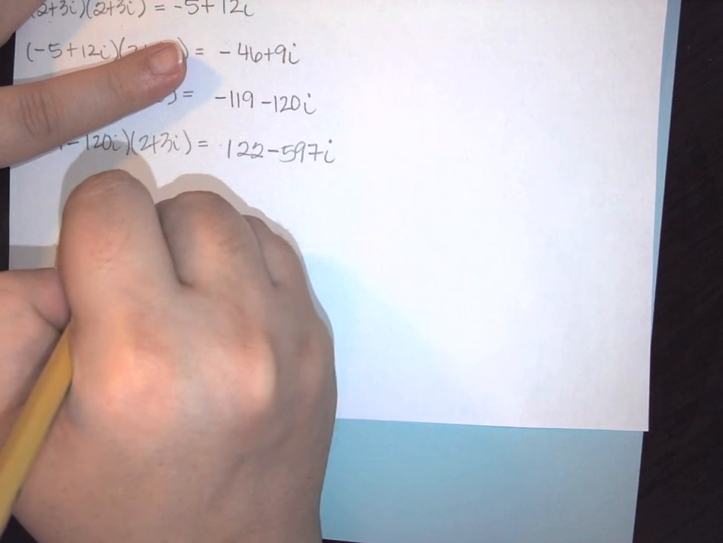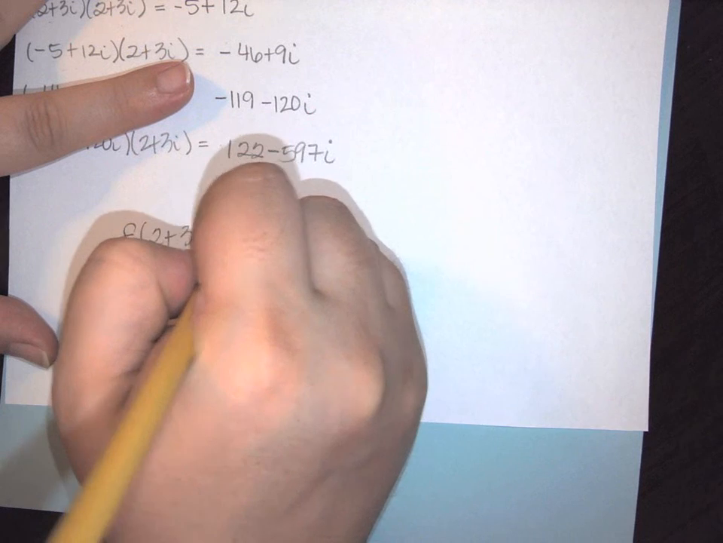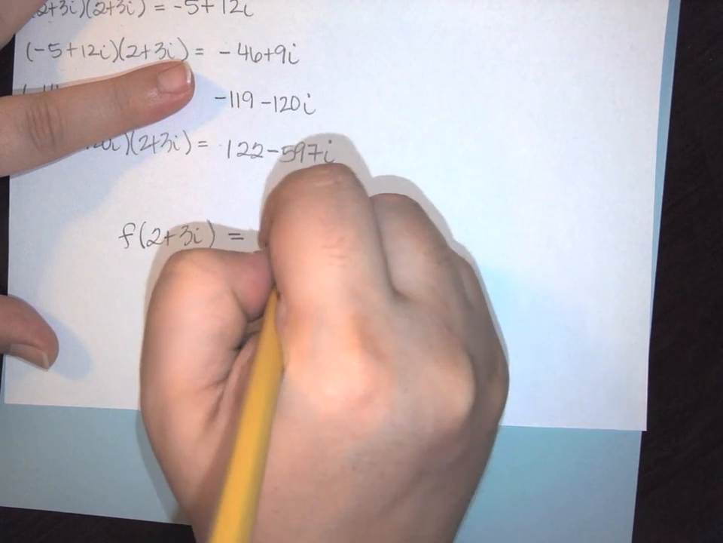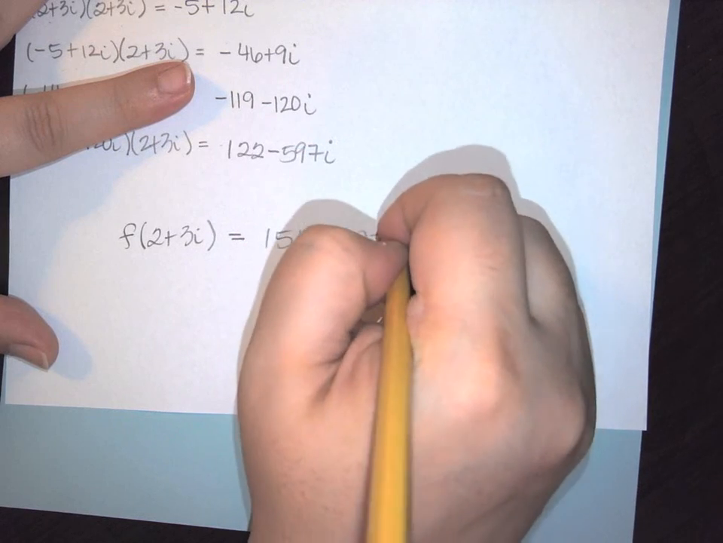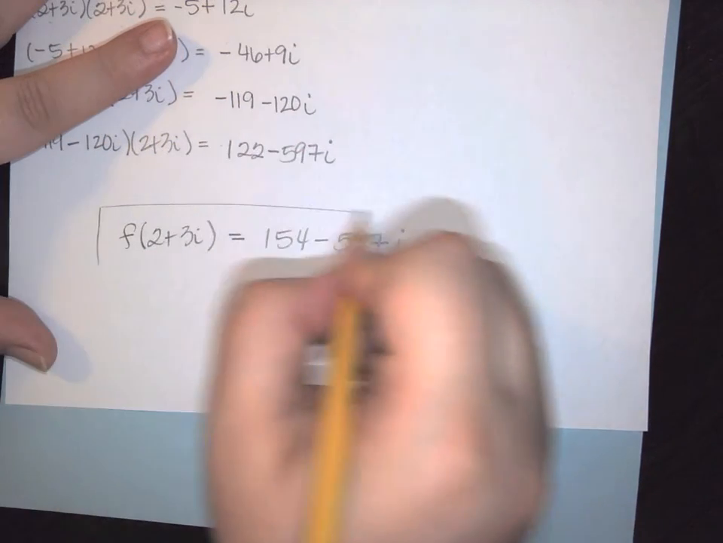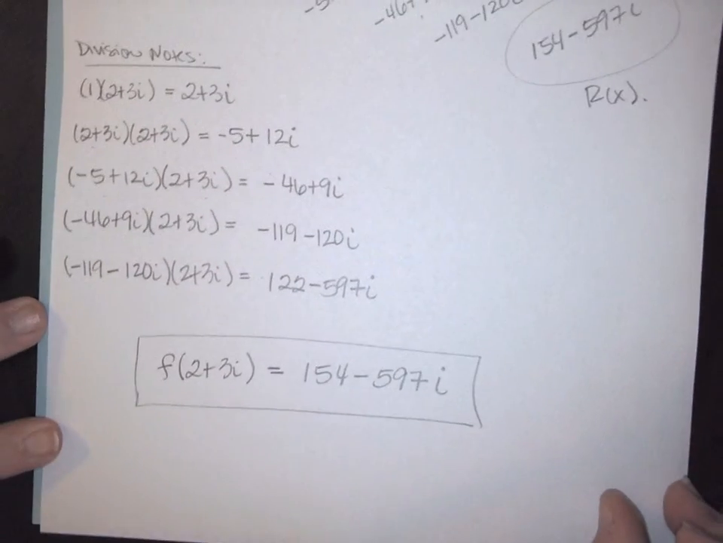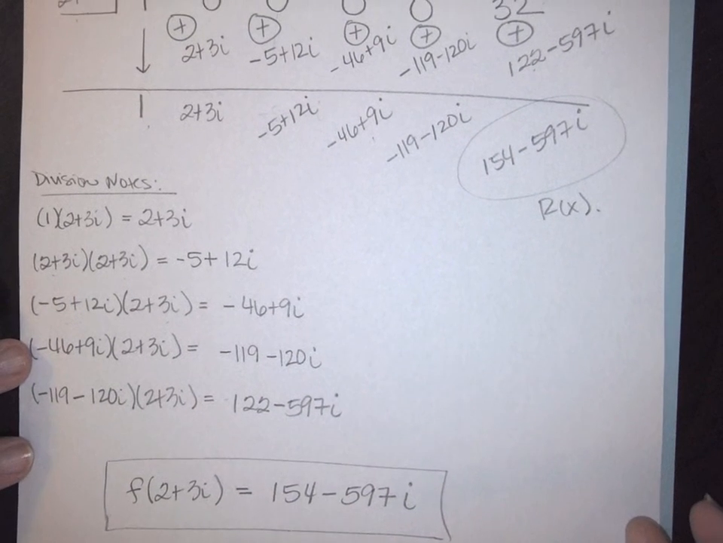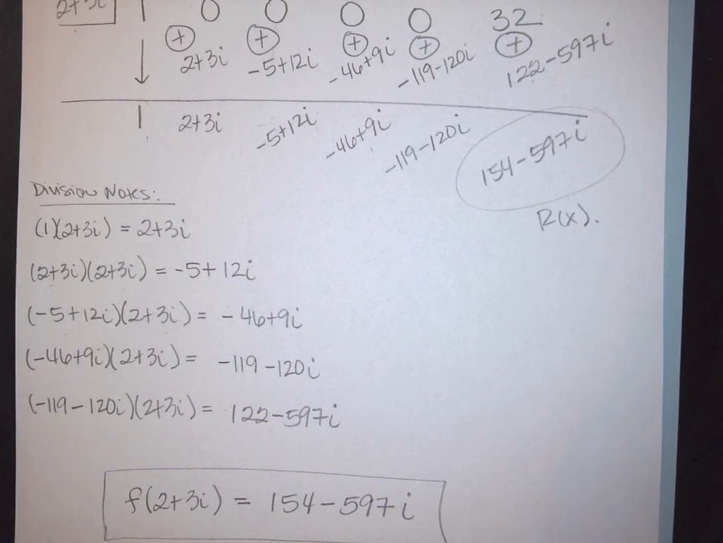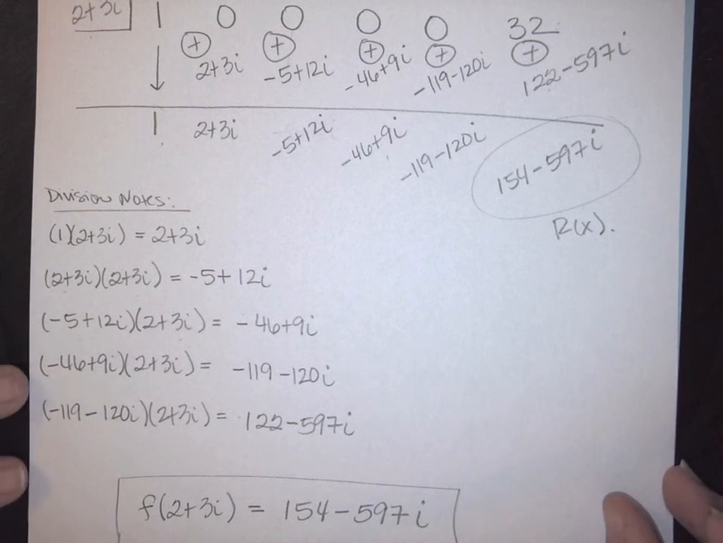So what do we know? We have found that f of 2 plus 3i is going to yield 154 minus 597i. This would be what we were looking for. So there you have it. Okay, using synthetic division in order to find the result.